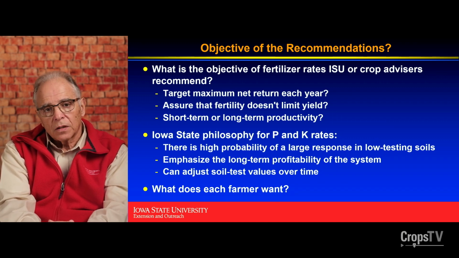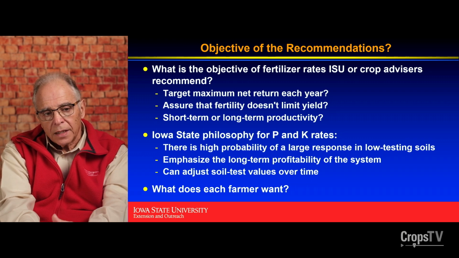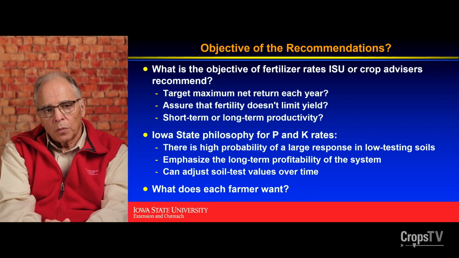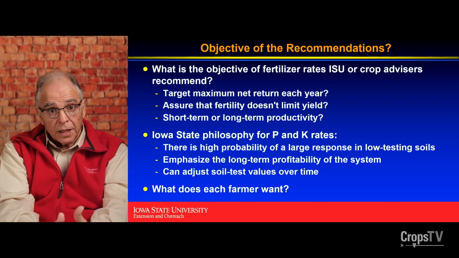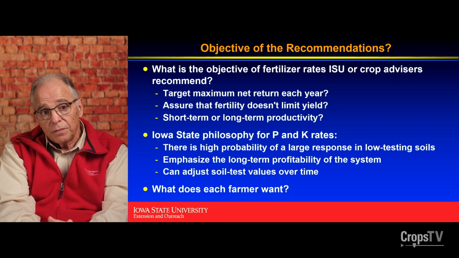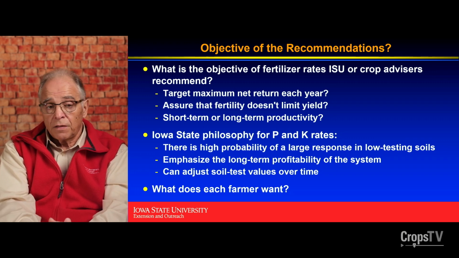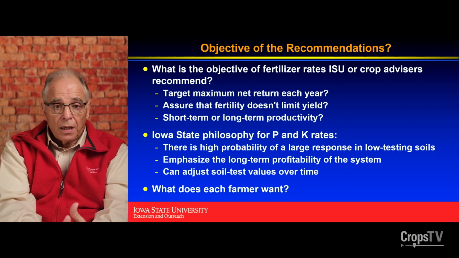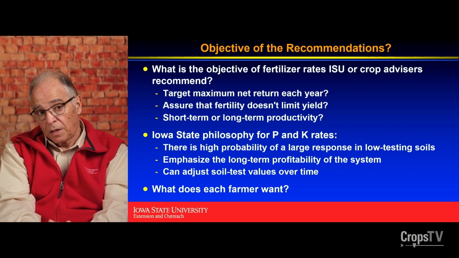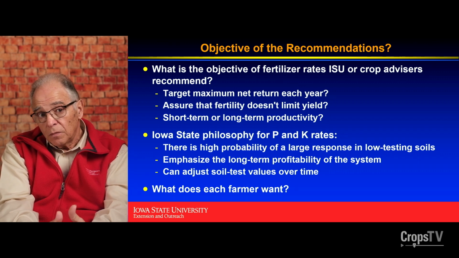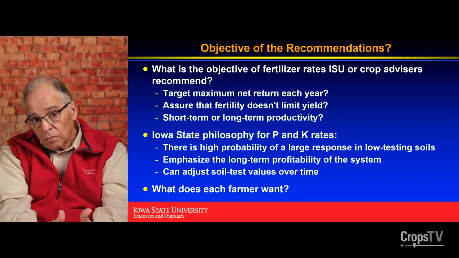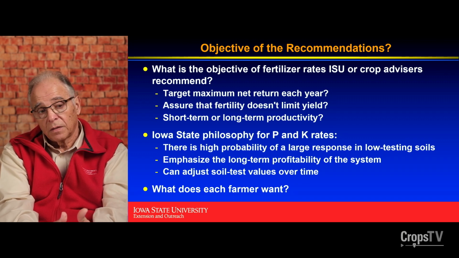Do we in the universities explain to the farmers what is our philosophy? What is in our mind when we recommend a certain rate or a certain level to be maintained? Okay? The objective is to target maximum net return each year, or the objective is to assure that fertility doesn't limit yield? Does the farmer look mainly at short-term or long-term productivity or economic benefits?